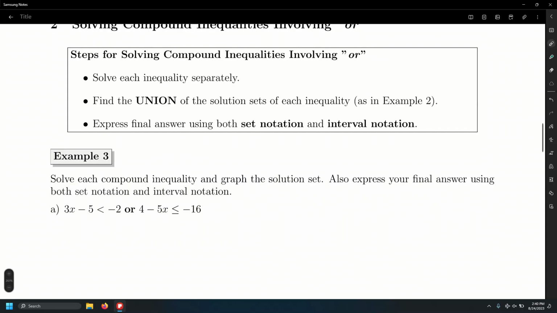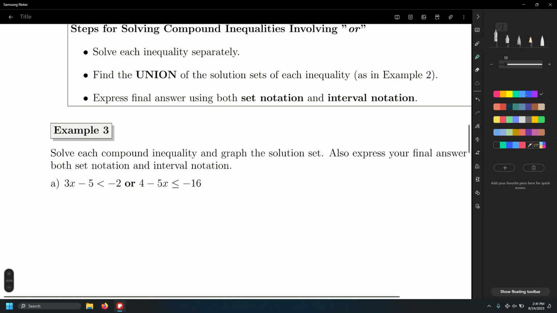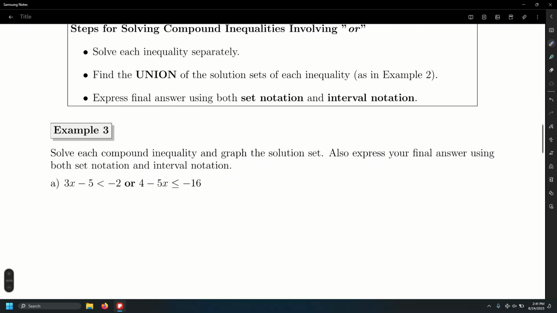And finally, express your final answer using both set notation and interval notation. By the way, when it came to the exercises we did in example number 2, I skipped the set builder notation. I just did the interval notation. Here we're going to do both, so that we keep practicing between the two notations. It's important to know both, because in some cases on the homework, a question may ask you for one notation or the other.